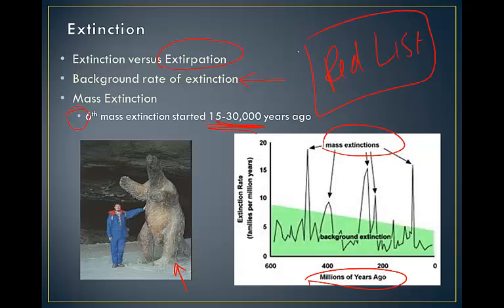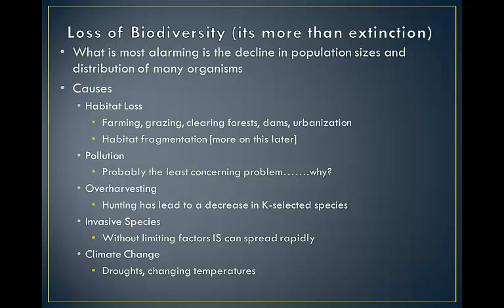The Red List is a list that is used in the United States to keep track of how many species are there, what has gone extinct, what is going through extirpation, where we are at with all of our different species. But back to biodiversity. Biodiversity is more than just extinction. We're worried about more than just losing species. What's more concerning to us is the decline in populations that we see and the change in distribution of many of the organisms that we see, because this will change the biodiversity in areas.